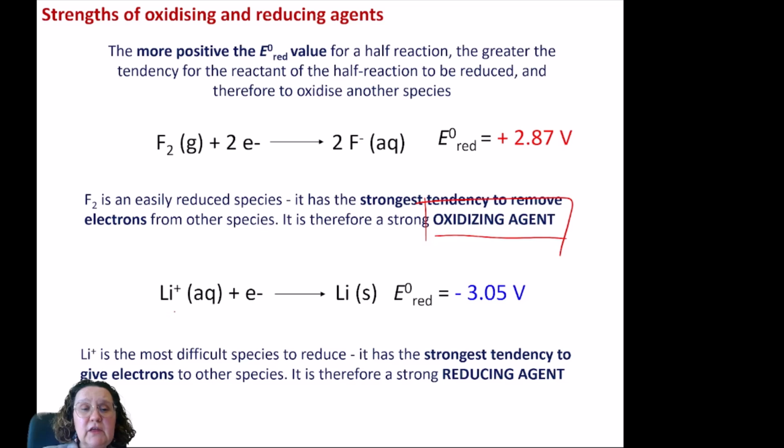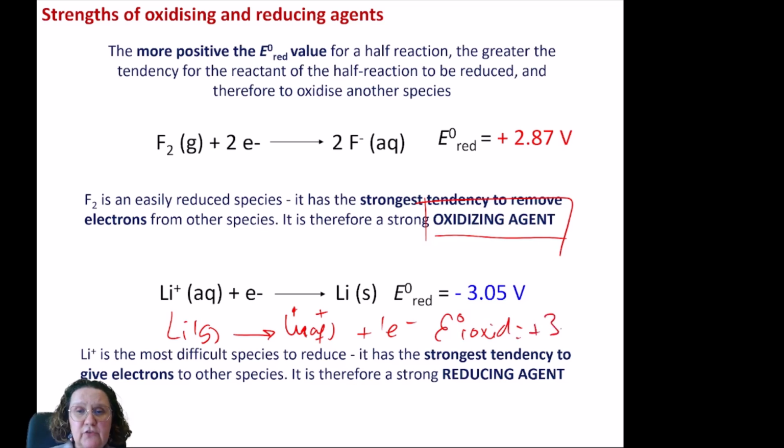However, if you think of the reaction going the other way, lithium in solid state to produce lithium aqueous plus 1 electron, the electrode potential of this oxidation reaction would be plus 3.05. So going the other way, the reaction is perfectly and really nicely spontaneous. So lithium has a very strong tendency to oxidize, to liberate an electron. So lithium solid will be an excellent reducing agent.